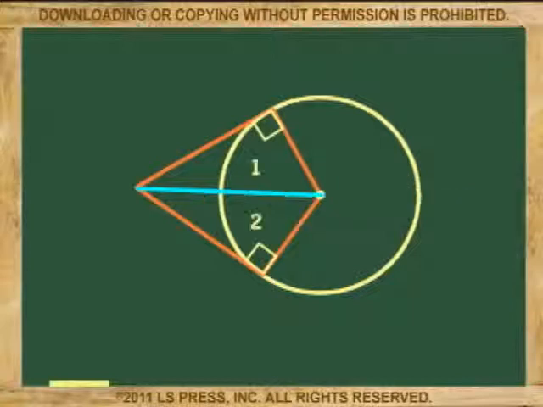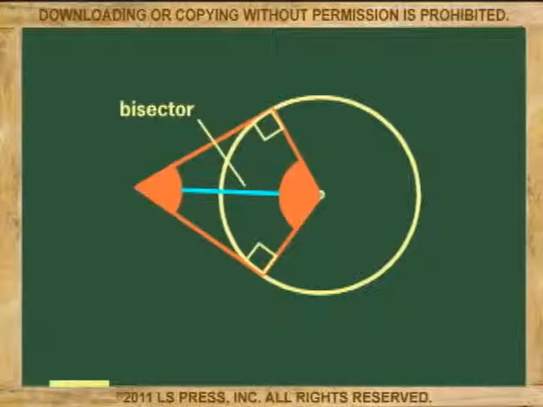So now, if we draw a secant from the same point outside the circle and through the center of the circle, two congruent right triangles form through HL equals HL. They are made from two radii, two tangents, and a common secant. The secant becomes the bisector of these two opposite angles.